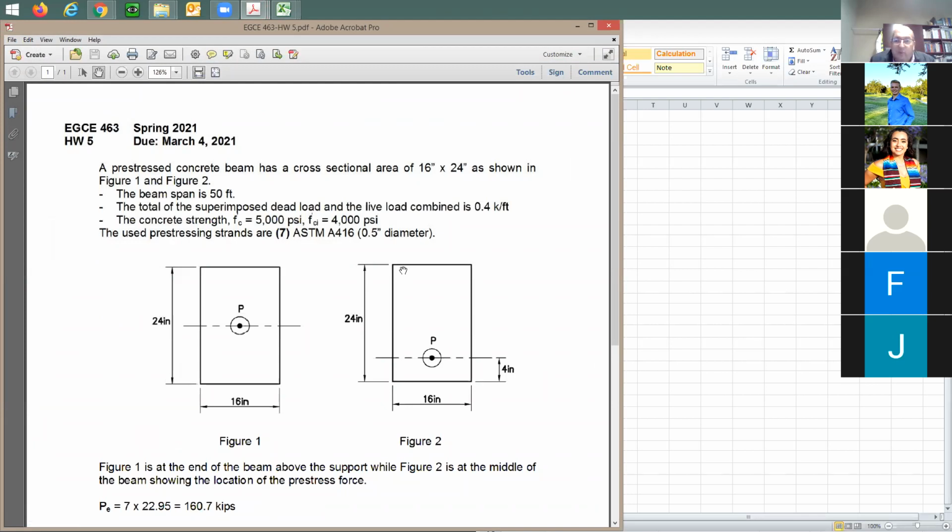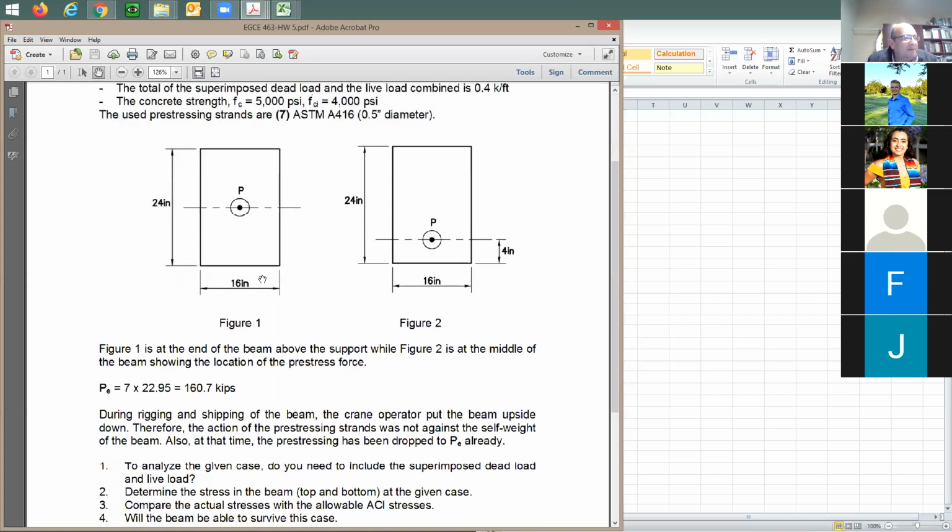This is going to be now the next homework. Almost everything is the same. It's a 16 by 24, right? Same span, same superimposed dead load and live load, same self weight, same concrete strength, f'c and f'ci. But it says here now use 7 strands. So what is new? I mean, this is exactly like our homework, right? Nothing has changed.